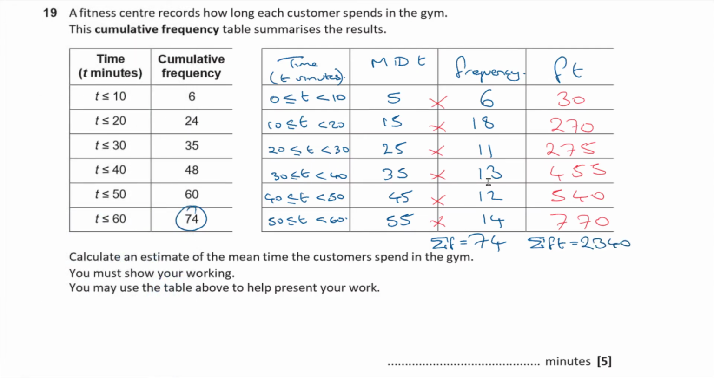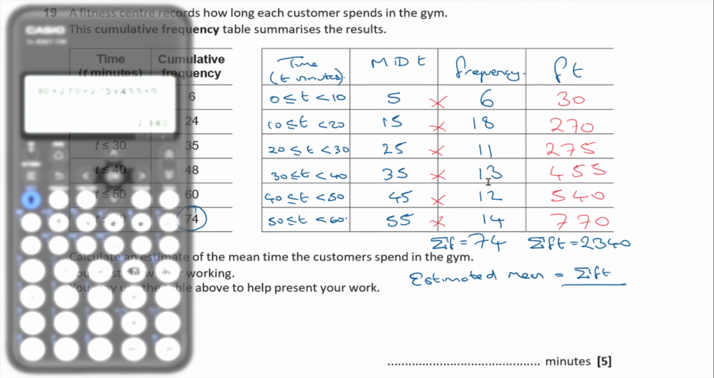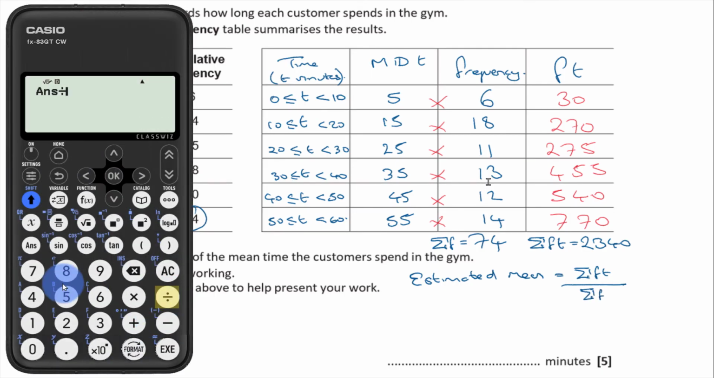2,340. Okay, so then my estimated mean. Now it's estimated and not just a normal mean because I've rounded off, haven't I? Well, I've estimated each value in the table to be at the mid value of its range, and that's why it's estimated, not exact. So the estimated mean is going to be sigma ft, the sum of the frequencies times the times, divided by sigma f, the sum of the frequencies.